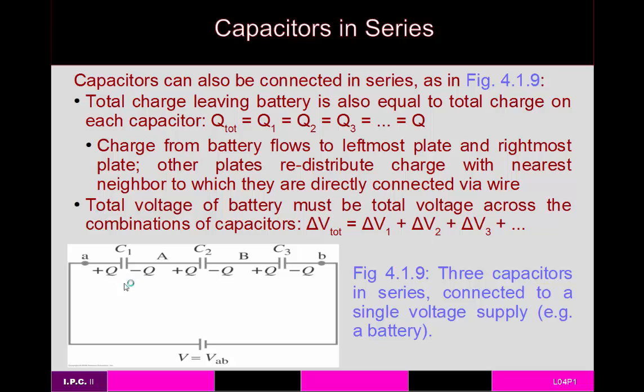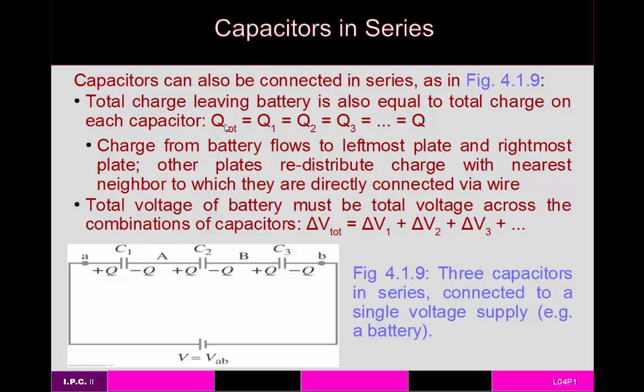So, the charge is the same. What about the voltages? Well, conservation of energy here requires, instead of having all of these at the same voltage, that if you add the voltage drop across this, plus the voltage drop across this, plus the voltage drop across this, you get the total voltage drop of the battery that they're hooked together to.